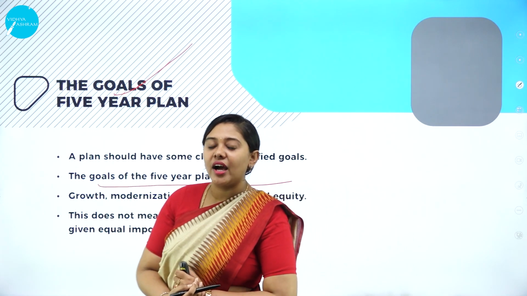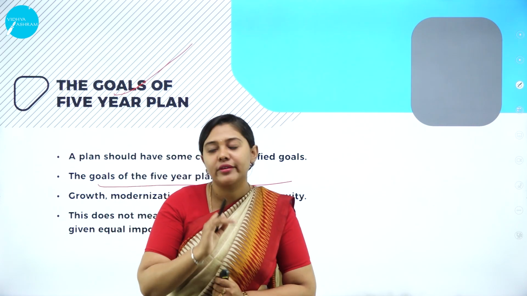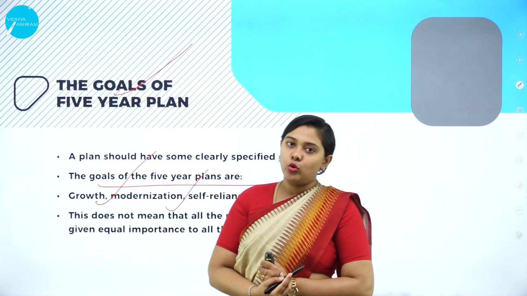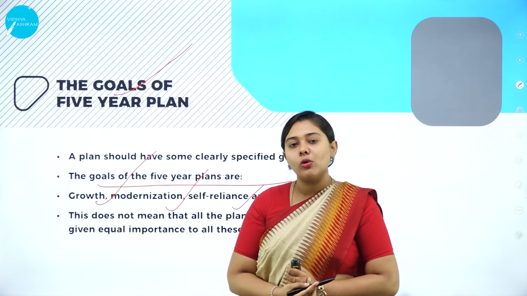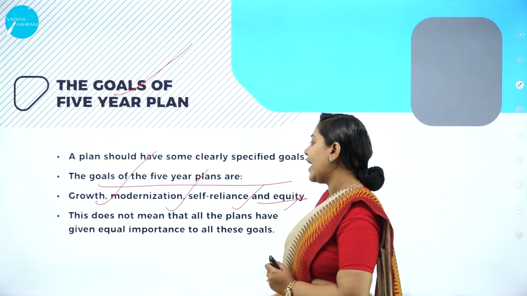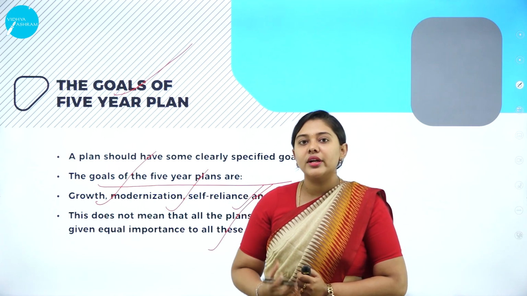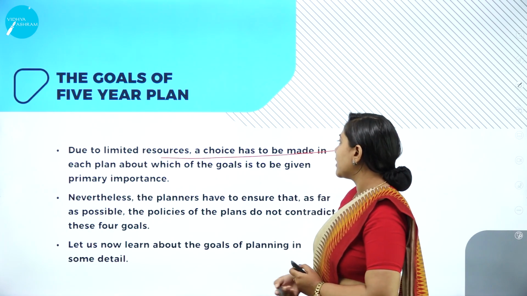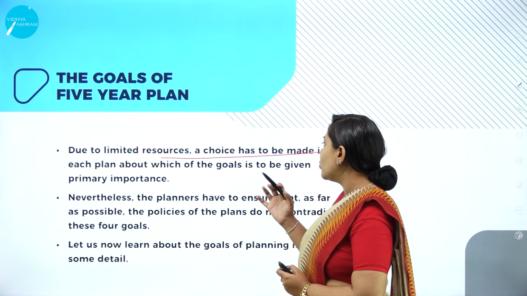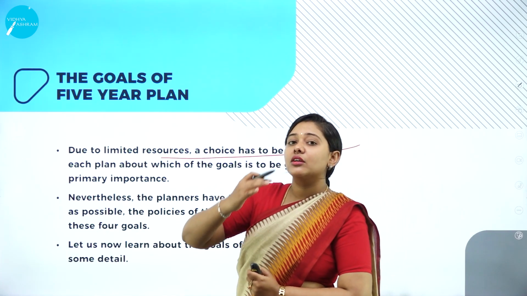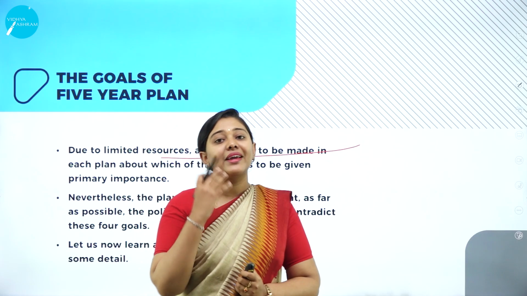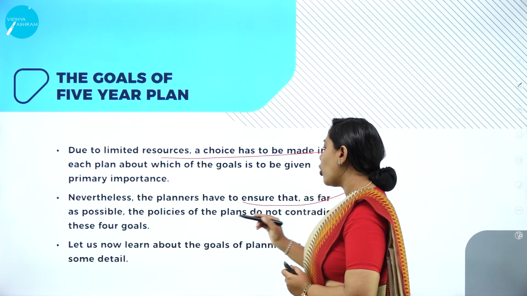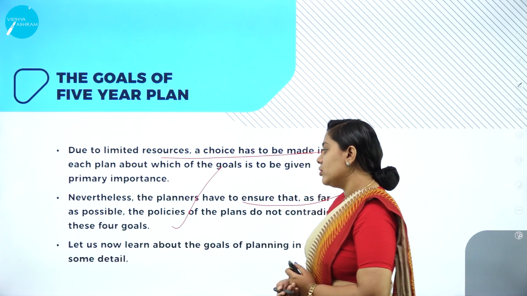We have goals for the 5 year plans. For all the 5 year plans, they had an objective. What are the objectives? Growth, modernization, self-reliance and equity. These are the 4 important goals we had. This does not mean that all the plans have given equal importance to all of them. Based on the priority and the resources, these goals have been set. Due to limited resources, a choice has to be made for each plan about which goals are to be given importance. They prioritize the goals based on the resources available and the importance that we had. The planners have to ensure that, as far as possible, the policies of the plan do not contradict these 4 goals.